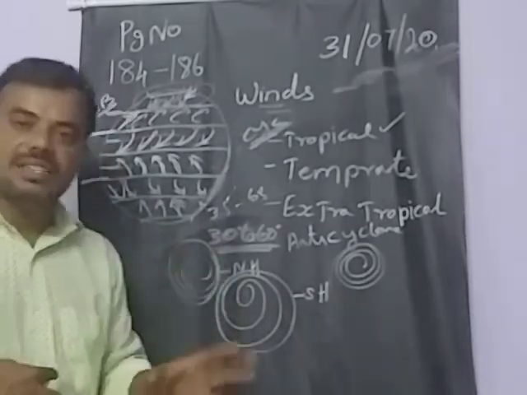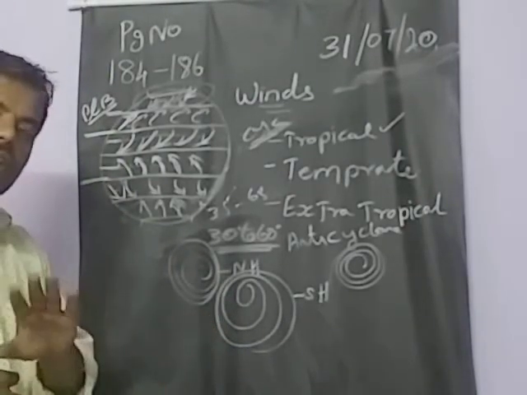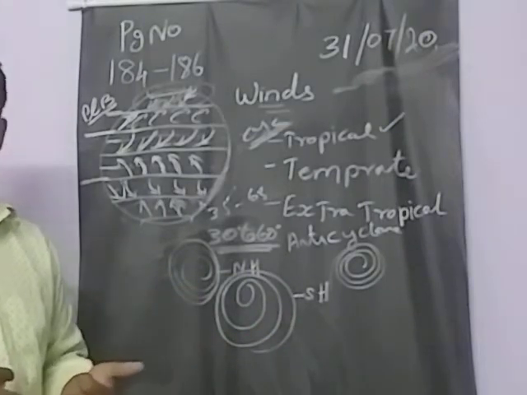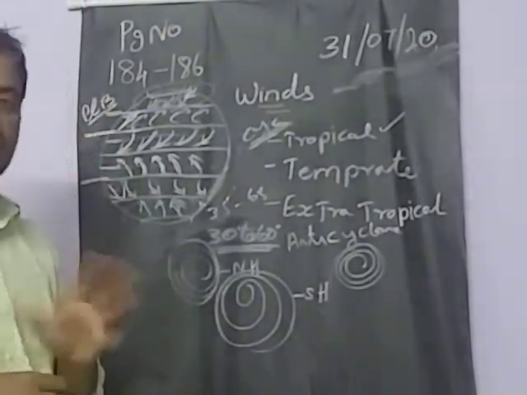Mostly, because of the anticyclone we will not get the rain. We will not get the rain because of the anticyclones. Okay, these are the types of the variable winds.